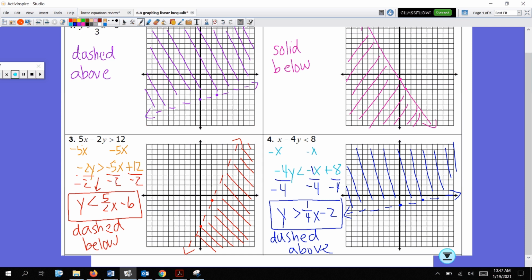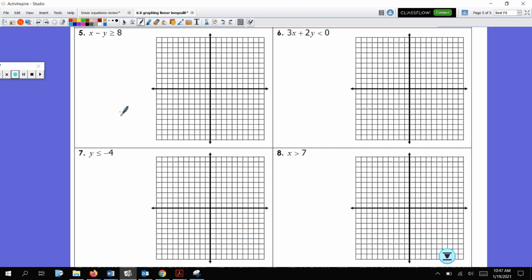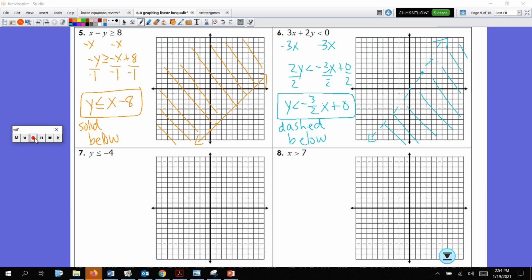Okay? Hopefully that wasn't terribly difficult. So what I'm going to do is I'm going to give you 4 more problems here. I want you to try your best for 5 and 6. 7 and 8 are a little strange, but I will go over them. So pause the video and solve 5 and 6. Make sure you solve it for y. State whether it's going to be a solid line or a dashy line, and if you're going to shade above or below.